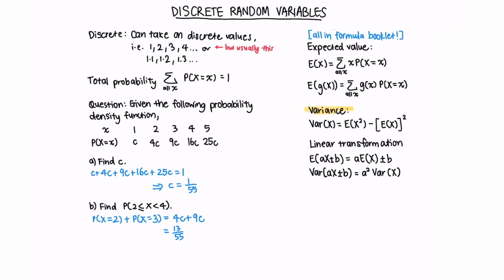Now the variance, which I write as Var(x), is actually found with the expected value. The variance is just E(x squared) minus E(x) whole thing squared. So remember the expected value of x squared that I was finding earlier, and then we are subtracting the expected value squared.